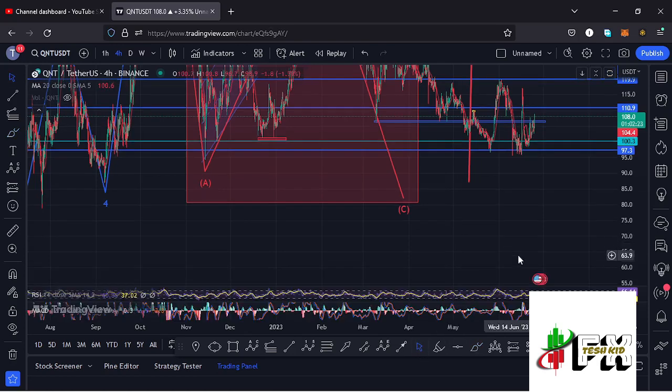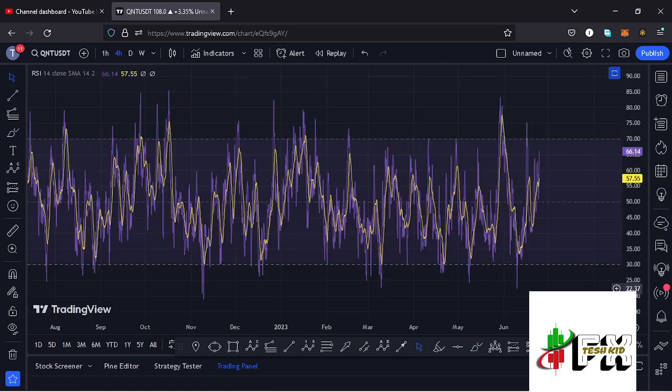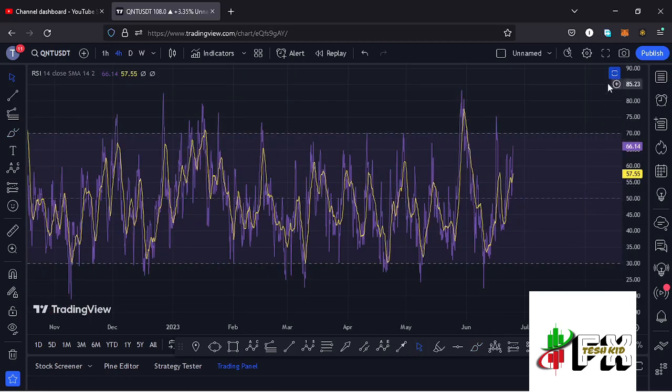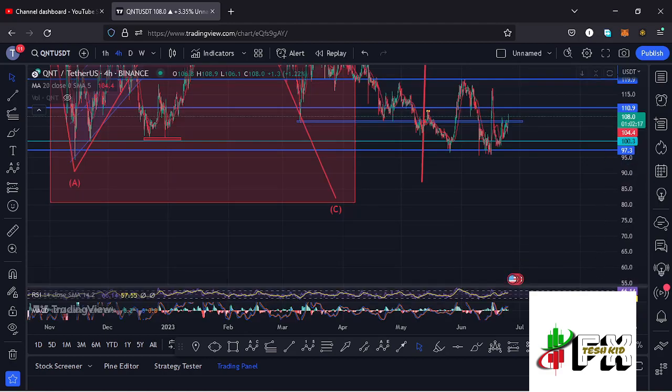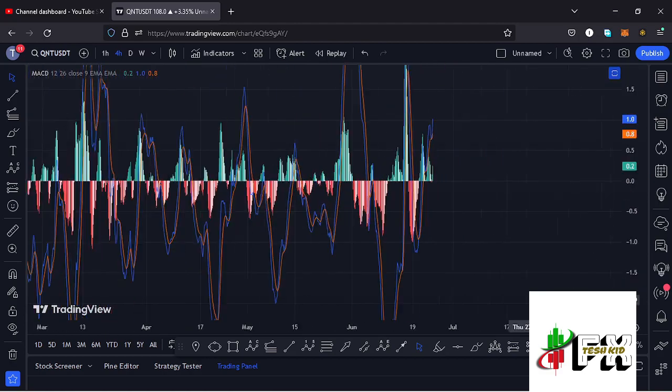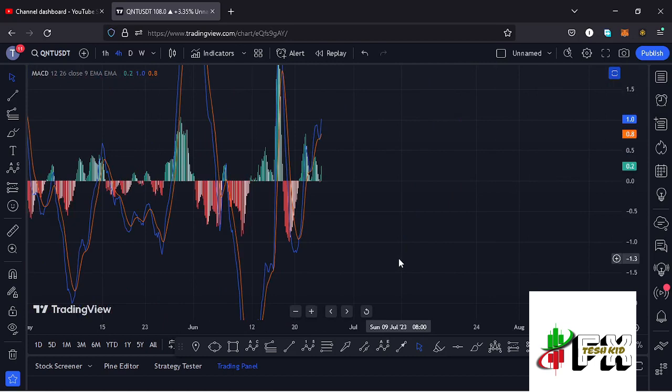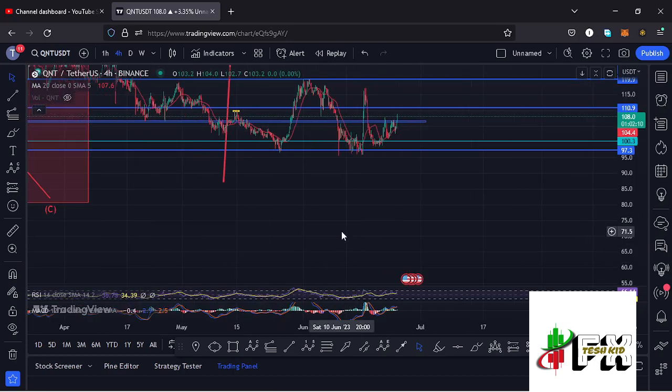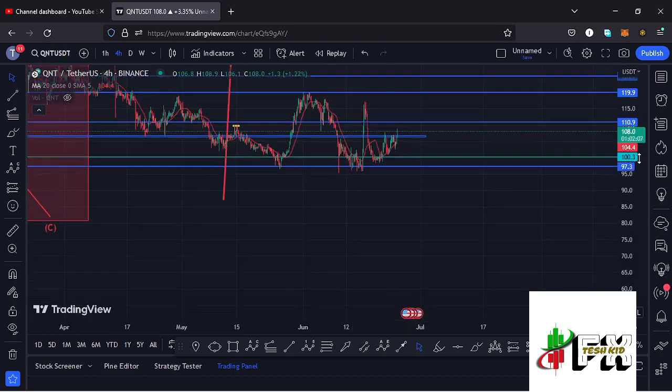Also taking a look at the indicators, on the RSI we are trading at around the 57 mark. Also taking a look at the MACD, we have been able to print a bullish cross, fully supporting higher prices. So let's be patient and see how that plays out, and I'll be keeping you updated.